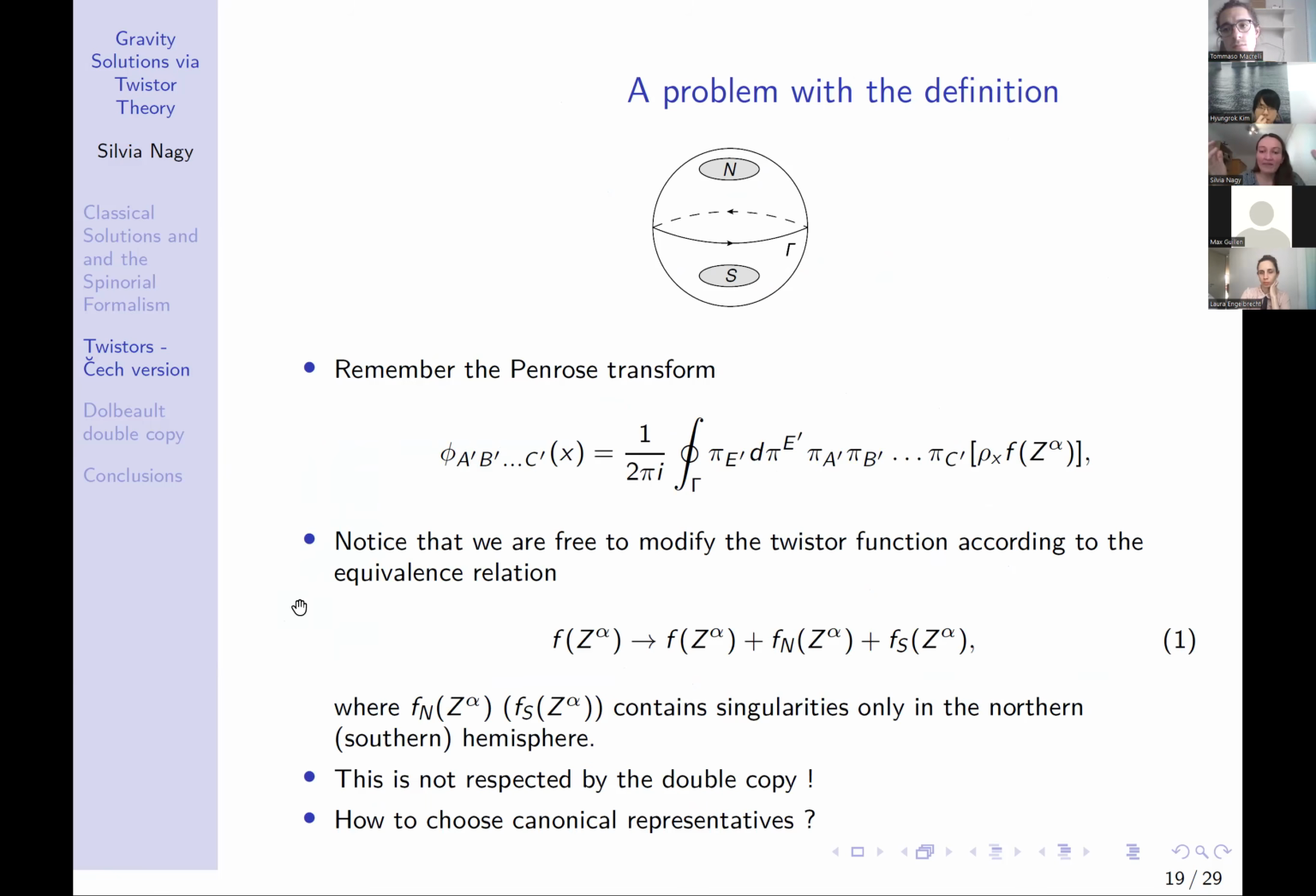Either we have a way of formulating the double copy in Twistor space that's invariant under this, and that's a very interesting and open question, I would say. But for now, what we've resorted to is a simple thing, and we have just asked how we can basically gauge fix, quote unquote, this freedom that we have here. So how can I choose canonical representatives such that I don't have to worry about this freedom?